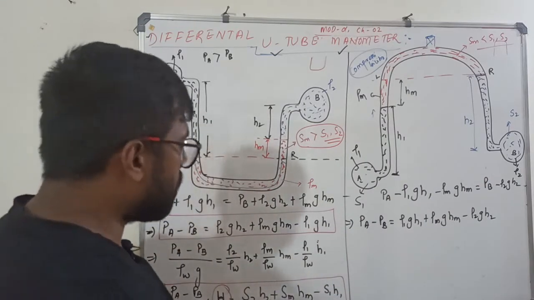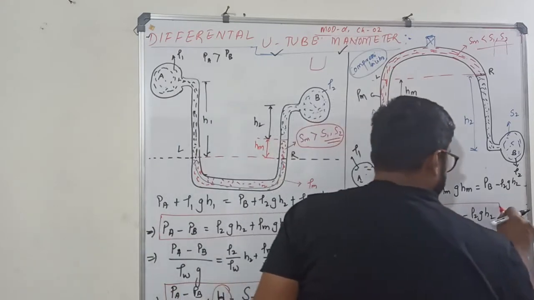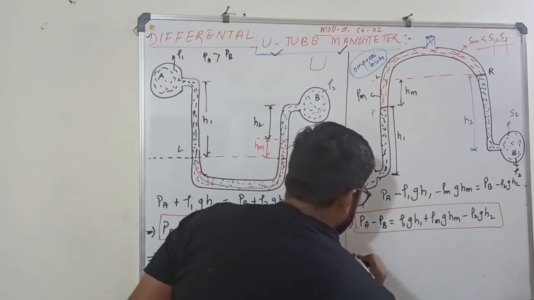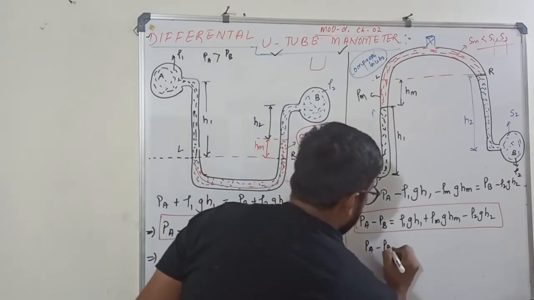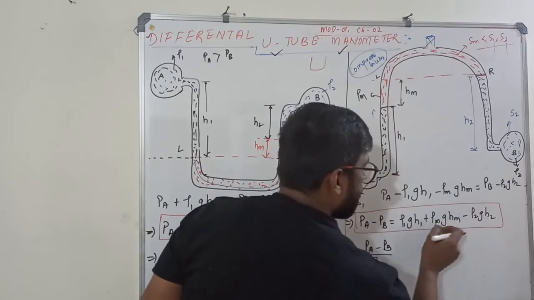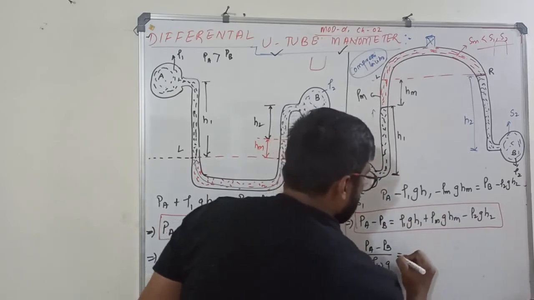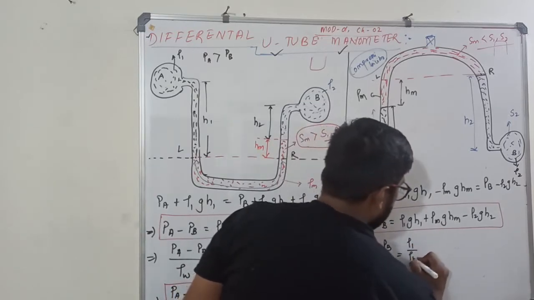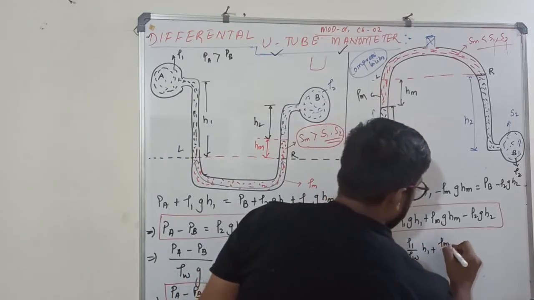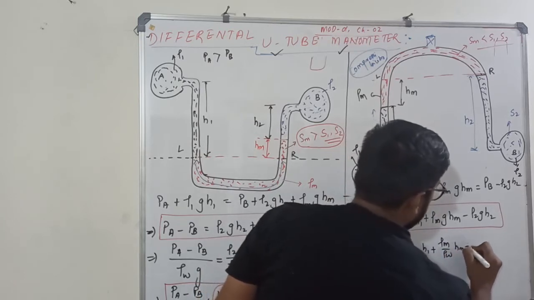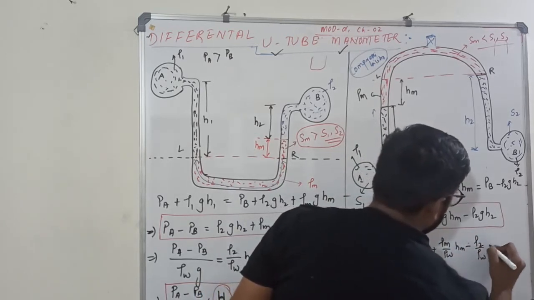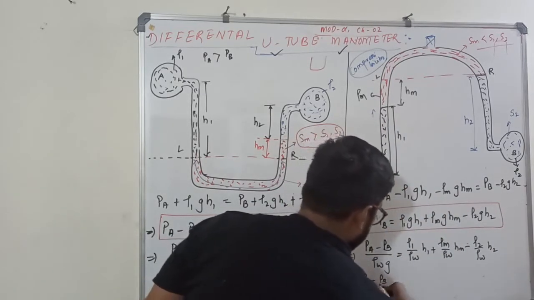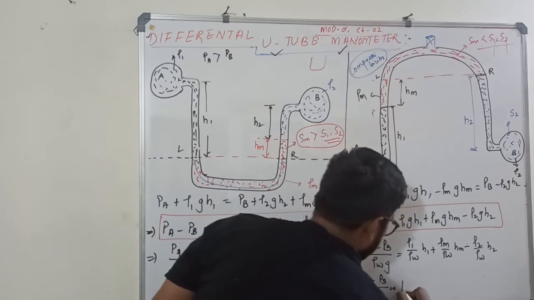Very good. I already got my difference in pressure, which is what I needed. But now I'll take PA minus PB and divide it by the density of water. Take the common g and put it in the denominator on the left hand side. So what I got now: rho 1 by rho w h1 plus rho m by rho w hm minus rho 2 by rho w h2. So this implies I got PA minus PB by rho w g, or let me call it H.